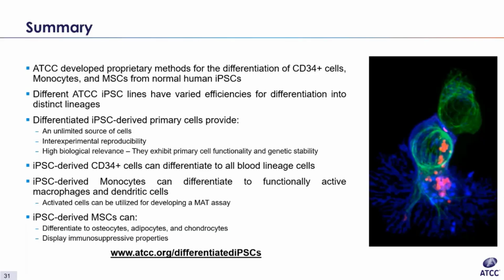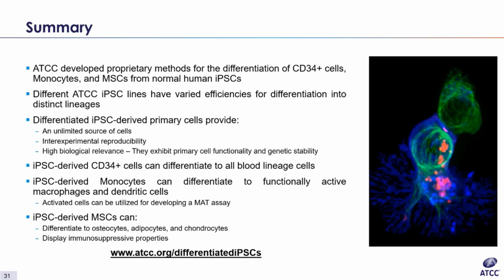All right, so let me go ahead and wrap up my presentation now. I've showed you that ATCC developed proprietary methods for the differentiation of CD34 positive cells, monocytes, and MSCs from normal human iPSCs. Something that I didn't mention before, the different ATCC iPSC lines have varied efficiencies for differentiation into distinct lineages. So we commercialized the iPSCs that differentiated the most efficiently.